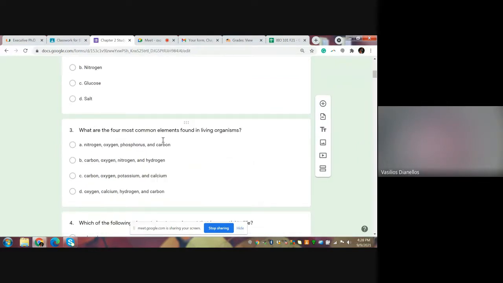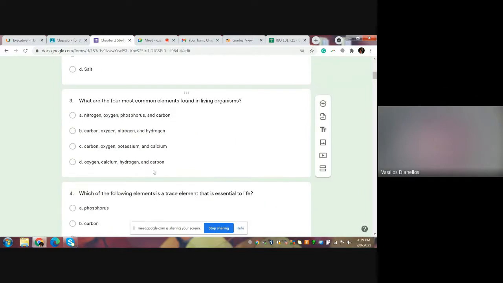Anyway, number 3, the big 4, what are they? And you need to know this. The answer is, let's see, nitrogen, oxygen, nope. Carbon, oxygen, yeah, the answer is B. Carbon, oxygen, nitrogen, and hydrogen. Those are the big 4. So most of your body weight is made up of those 4 elements. Any questions about that?